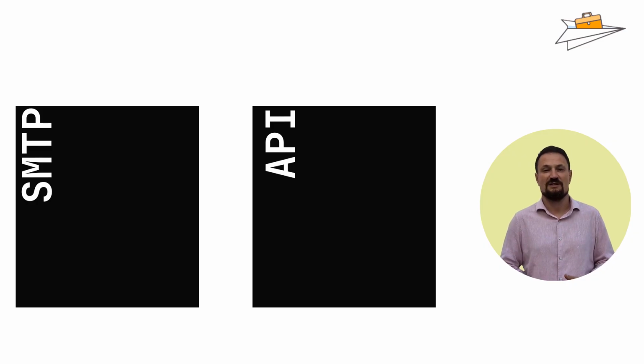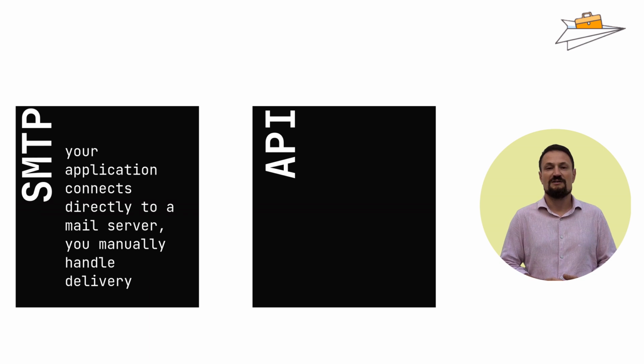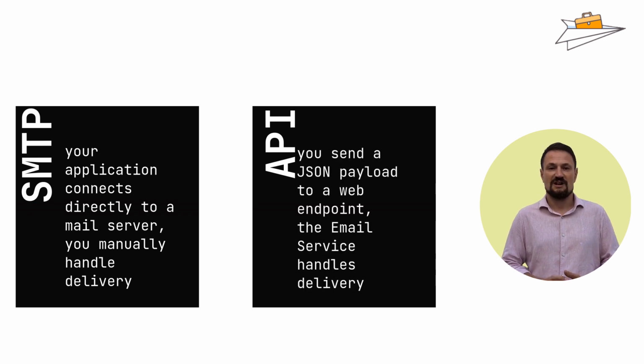As we already mentioned, SMTP is the classic method where your application connects directly to a mail server, issues low-level commands, and manually handles the process of delivering each message. Email API is a more advanced email protocol, where you send a JSON payload to a web endpoint, and the email service handles the delivery for you, offering a faster, more scalable approach with less code to manage.